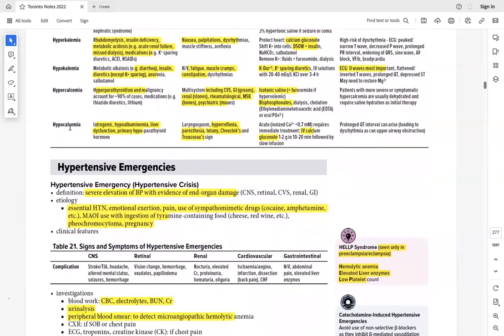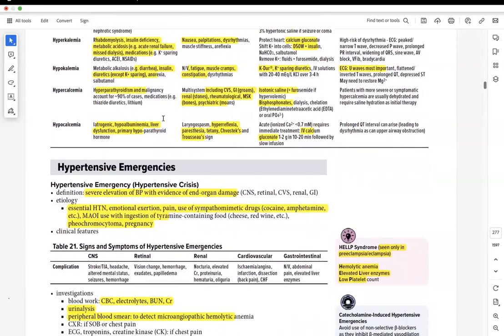Some constipation. For hypocalcemia, causes include hypoalbuminemia, liver dysfunction, and primary hypoparathyroidism. What are the symptoms? Hyperreflexia, paresthesia, tetany; Chvostek sign and Trousseau sign will be positive. We are giving calcium gluconate.